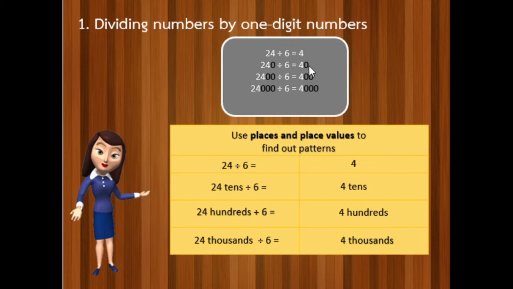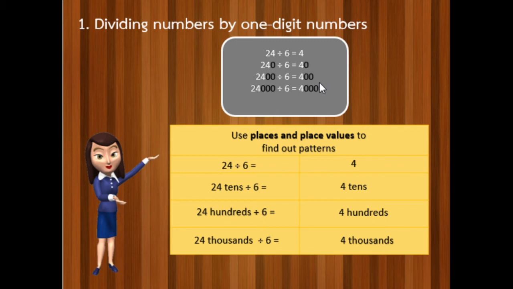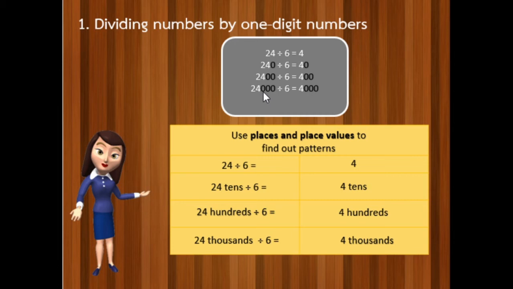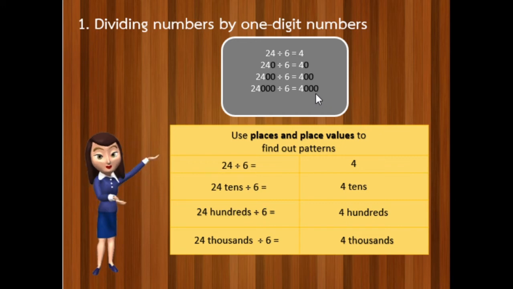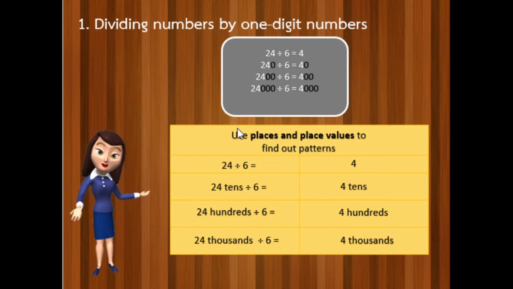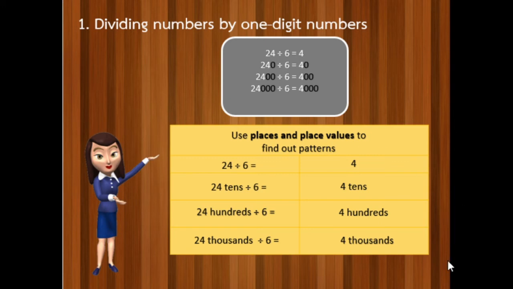4 tenths, add 0, it becomes 40. For hundredths or for thousandths, just add 2 zeros, making it 400. And if we go beyond 10,000, just add 3 zeros. 3 zeros on the answer. That's the answer when we use the number pattern or when we use places and place values.